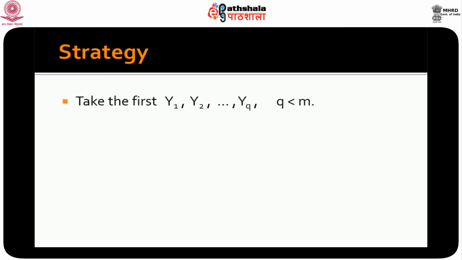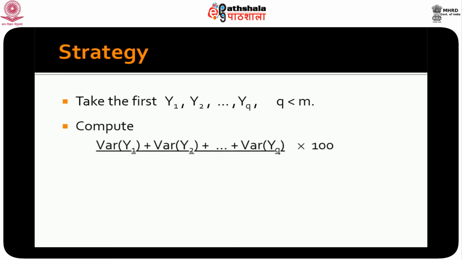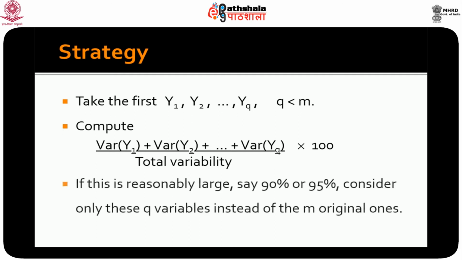Now, how does this help us? What we do here is that we first take, say, q of the m y's. So, we will look at y1, y2, ..., yq, and we find out the percentage of the total variability explained by y1, y2, ..., yq. So, this proportion we can always find out, and we can see that if this is large, then we will consider the q variables only.